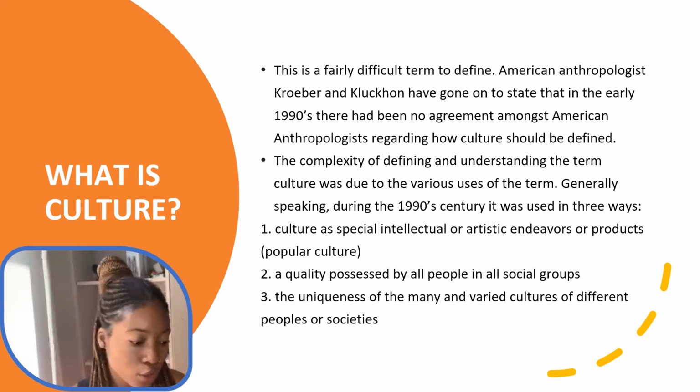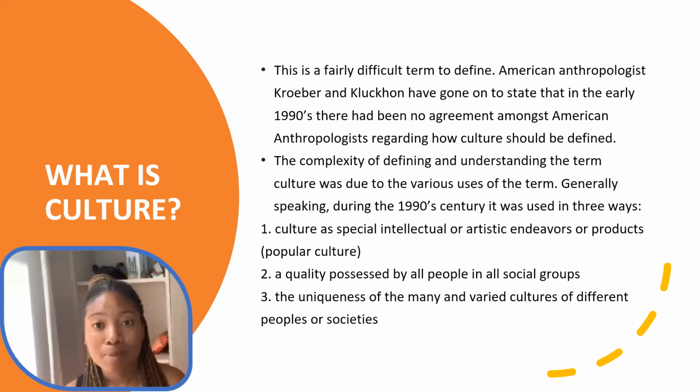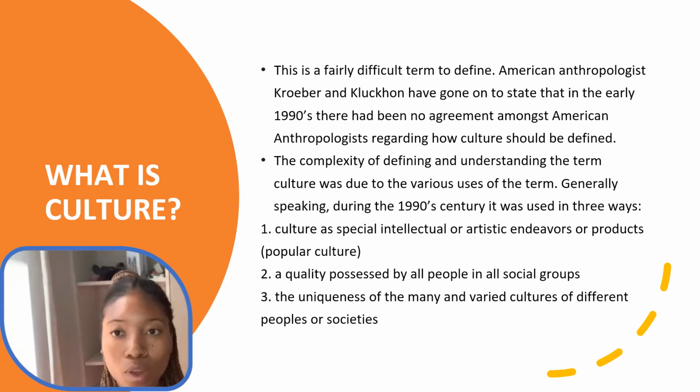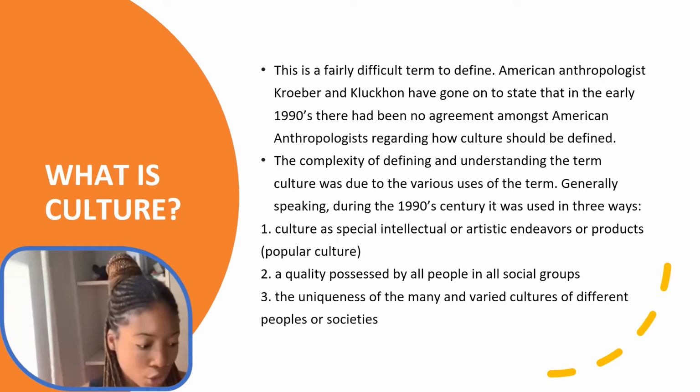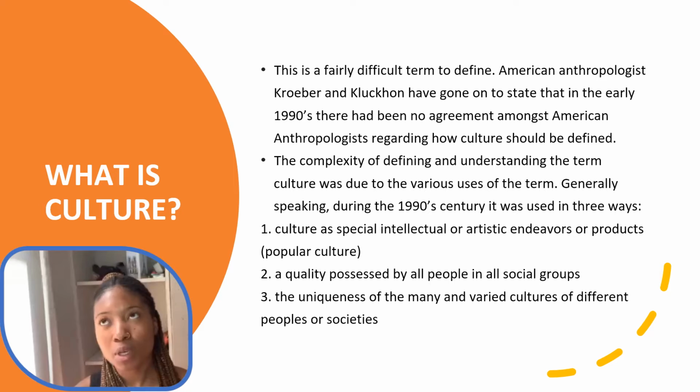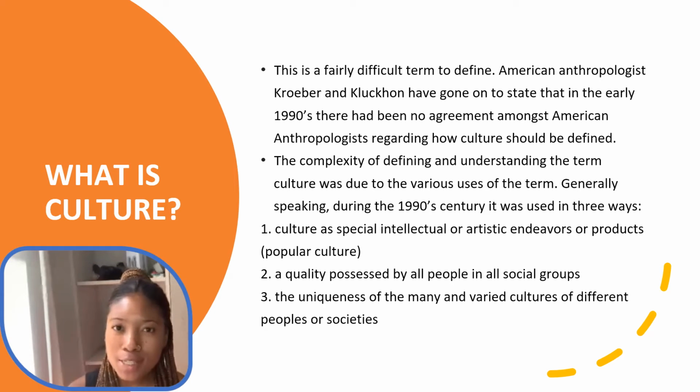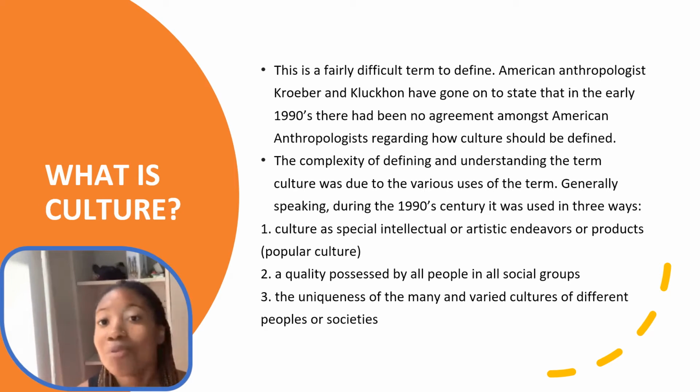Generally speaking though, during the 1990s, it was used in three specific ways. The three ways of which culture was used was firstly, culture as a special intellectual or artistic endeavor. This would be things like your popular culture. What is popular now? The music trends, the fashion trends, celebrities, I guess, pop culture. Well, that's how we know it now, pop culture, but it's actually popular culture, the things that are trending universally, essentially.